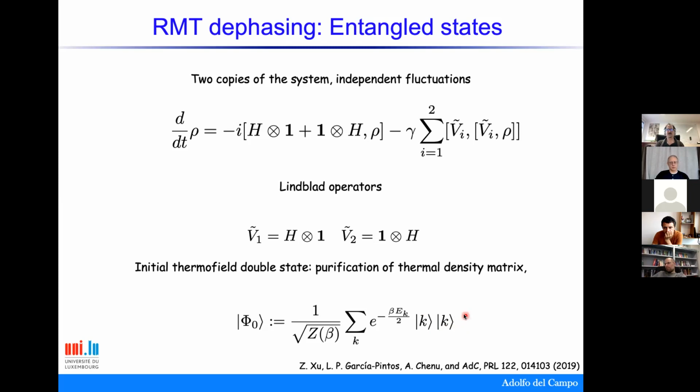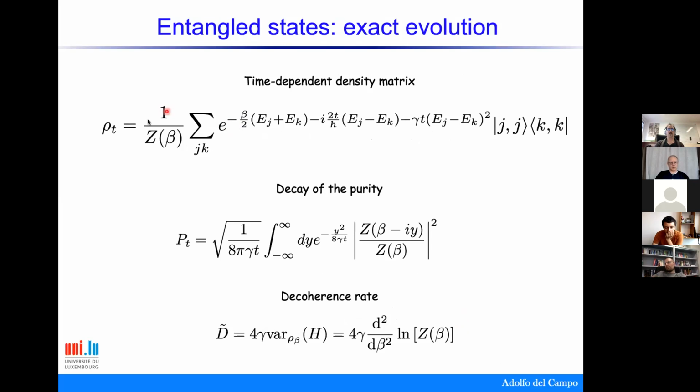And what you see is, you can work out explicitly the time evolution of the density matrix. It does have the Boltzmann factors, and there's a dynamical phase. And dephasing, you see it here, is dephasing in the energy eigenbasis. It suppresses exponentially in time the coherences in the energy eigenbasis. This is a relatively simple expression. If you compute things such as the purity, you can see that the purity as a function of time is given by this simple expression in terms of the partition function at complex temperature, where beta is replaced by beta minus iy, and you are integrating over y with a Gaussian kernel, which encodes the effect of the coherence.